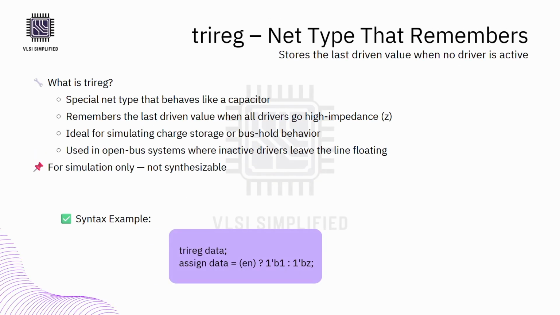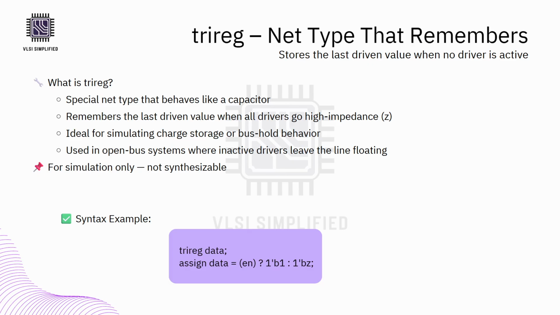Now that we have seen how wired AND and wired OR resolve signal conflicts, let's take a look at one more net type that supports high impedance control, that is trireg. Trireg is a tri-state net with a memory. It behaves just like a tri, allowing multiple drivers and high impedance states, but with one key difference. That is, when no one is driving the signal, that is, all drivers assigned to high Z, this trireg holds the last driven value instead of going into high impedance. Think of it like a capacitor that stores charge. So once a value is driven, it stays until someone updates it.